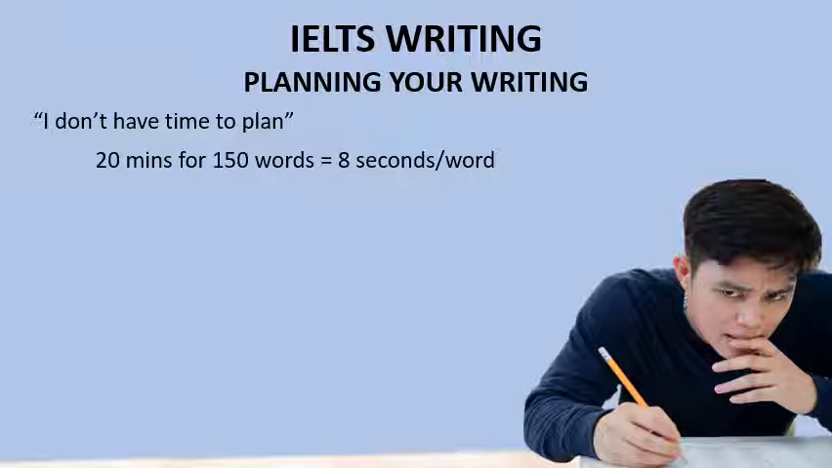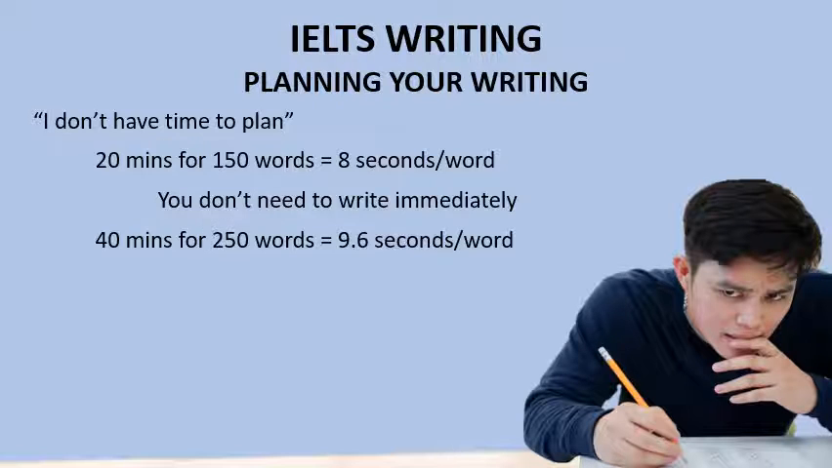Now, for task 1, you have 20 minutes to write 150 words. That's 8 seconds per word. Let's see how that looks. There's the first word. There's the second word. You see how slow that is? And there's the third word. So there's no need to panic because you have so much time to write. Oh, there's the fourth word.